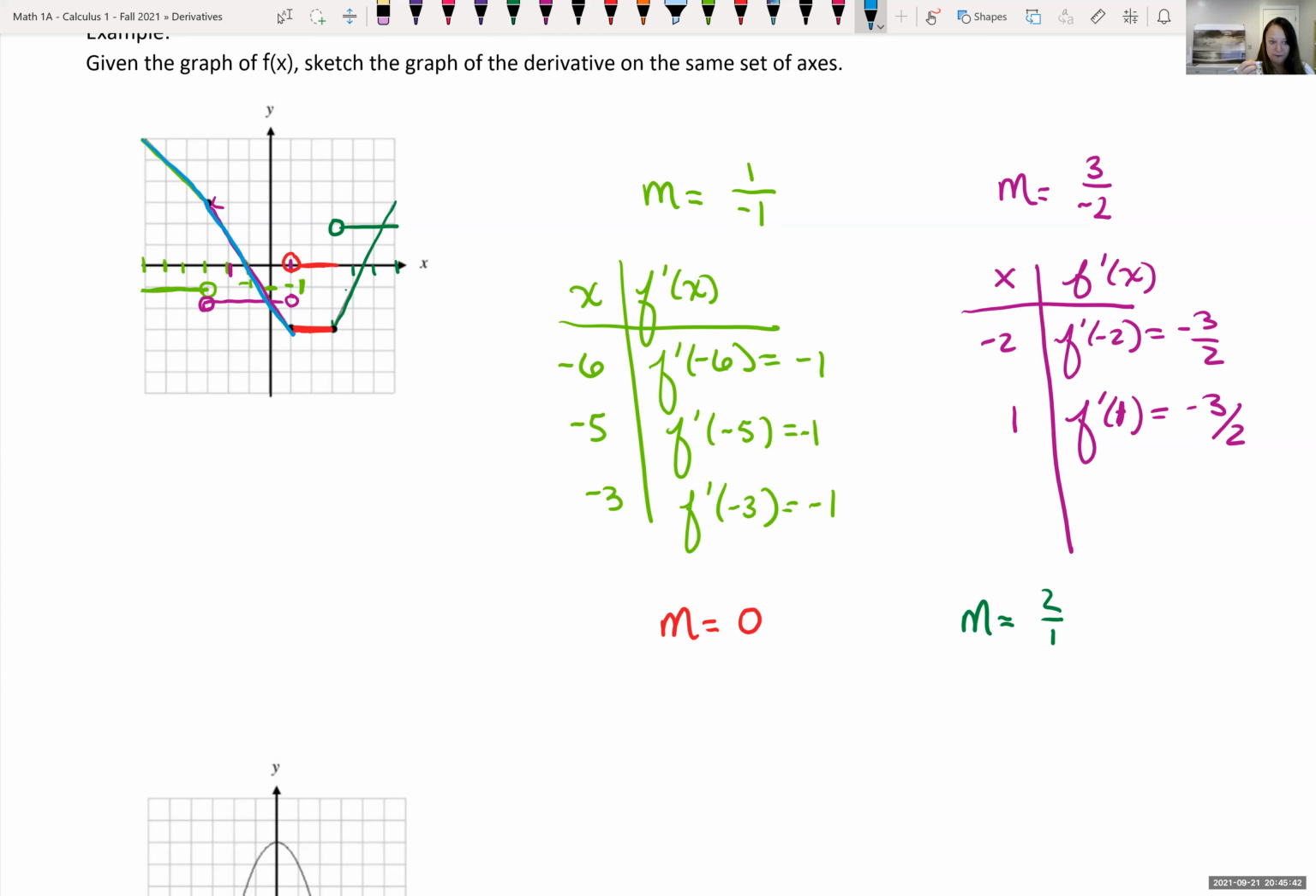Our slope is negative, right, when it's decreasing. And notice that for our function, this is all below the x-axis for our derivative function. Here, our slope was 0 because it was horizontal. Notice that's on the x-axis. This piece here, we're increasing, and notice that the derivative function of an increasing function has to fall above the x-axis. That's important information that you'll be using to help you graph these.